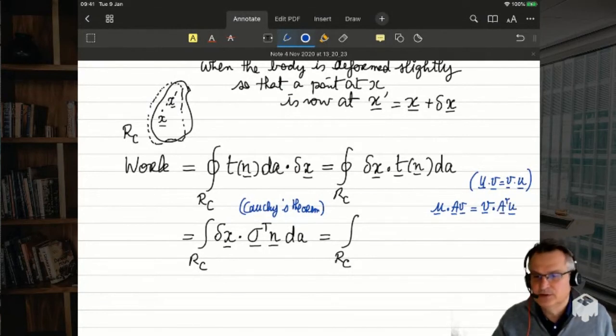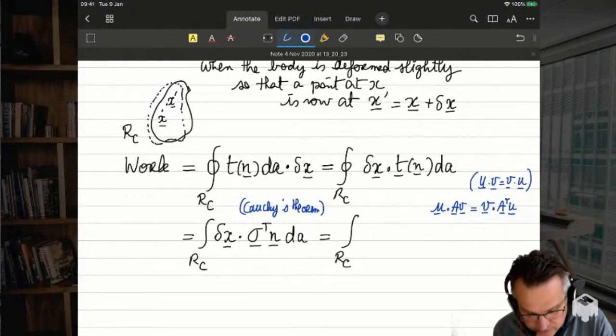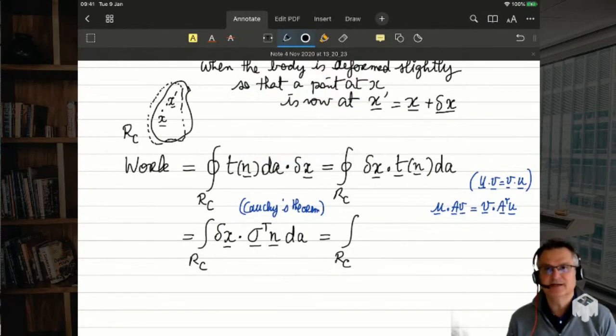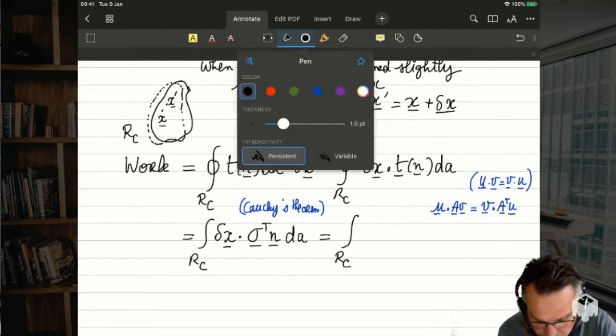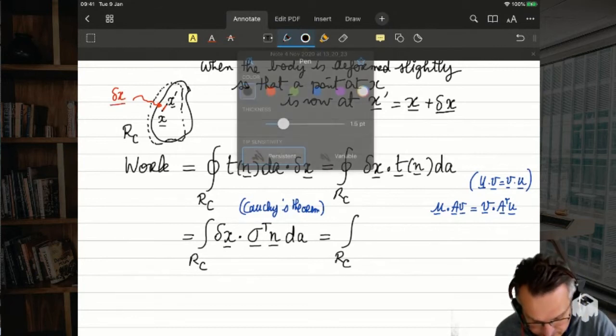Oh, I hear a question. Is delta a single scalar number? No, sorry, delta is not a number. Really I should write delta x like that. It means a small vector, the distance between x and x prime. So I should have underlined everything.